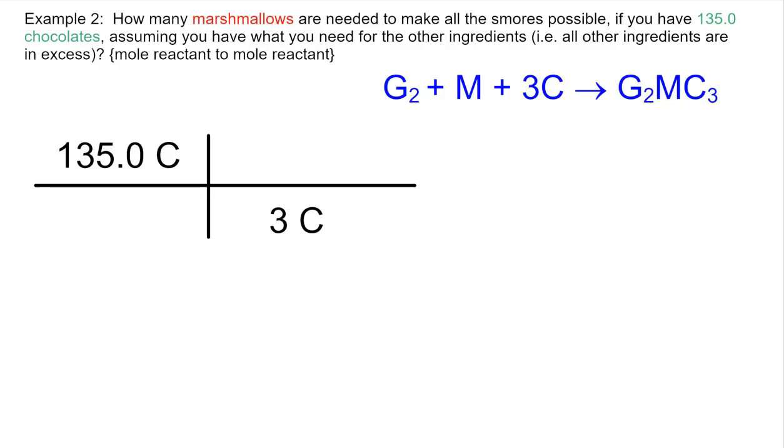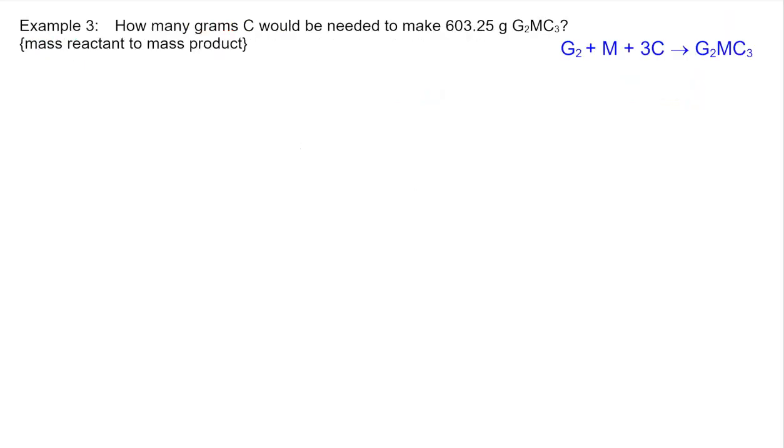We know for every 3 chocolates we have 1 marshmallow. So now chocolates would cancel with chocolates, leaving me marshmallow. Because I was trying to get to marshmallow and I have marshmallow not crossed off, since this chocolate would cancel with that chocolate, we now know we're done. So we set it up by taking 135 times 1 divided by 3, and I get 45 marshmallows. Again, make sure your paper is complete like mine is.